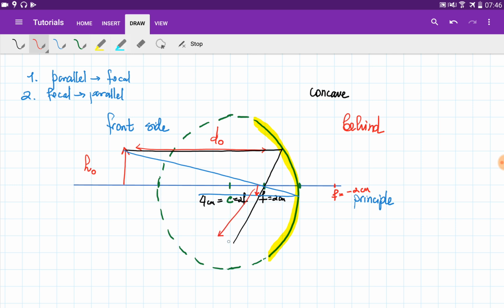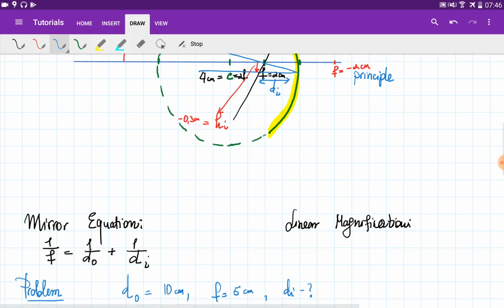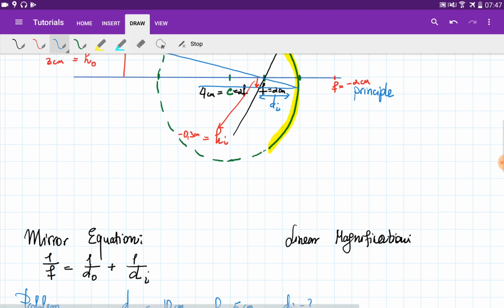Then we are going to define the height of the image. For example, if the height of the object here is equal to 3 centimeters, and here you can see that this is a tiny image, it's going to be, for example, minus 0.3 centimeters, right? Since it looks down, we define this with a negative. And also we define the distance between the mirror and the image, and this equation allows us to find the distance between the image and the mirror if we know the distance between the object and the mirror and the focal length.